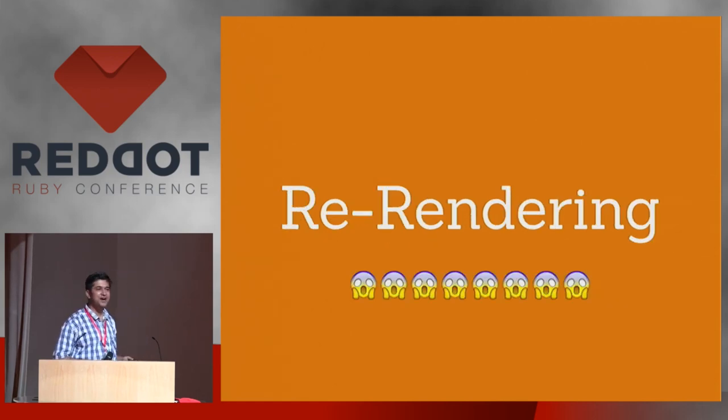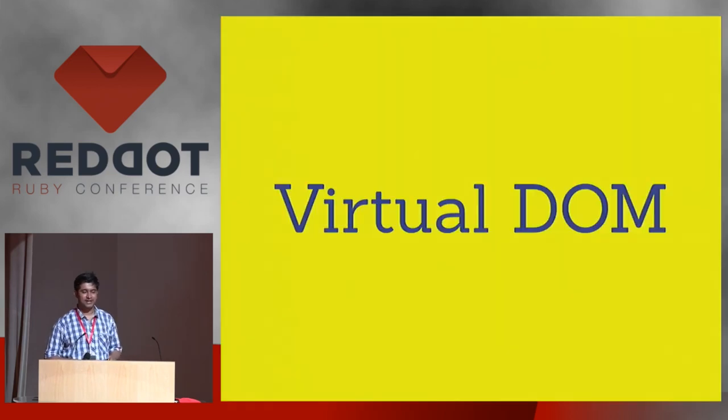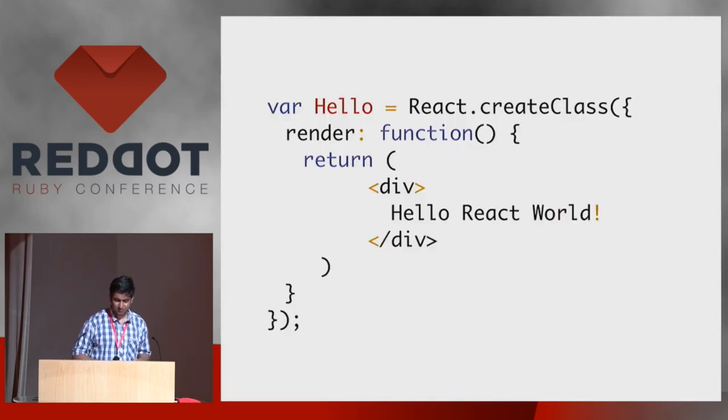Now you must be thinking, why are we doing this re-rendering? Will it not make my app slow? Why are we re-rendering every time a simple thing in state changes? So it turns out that they have thought about it, and the virtual DOM comes into the picture. So it's not actually slow because of the virtual DOM. In React, we never deal with the actual DOM. We are always working with the fake DOM, which React keeps track of for us.